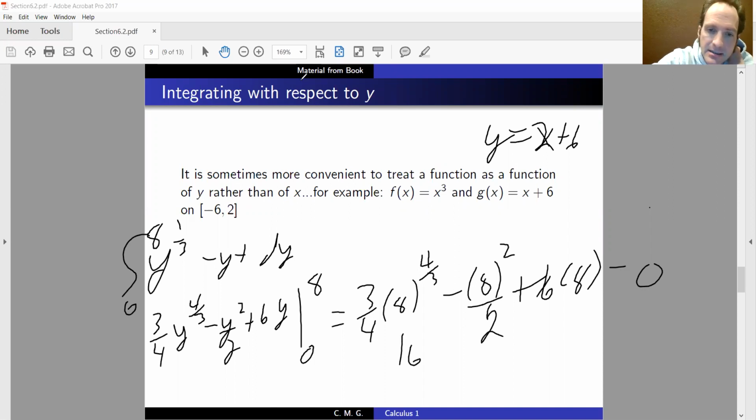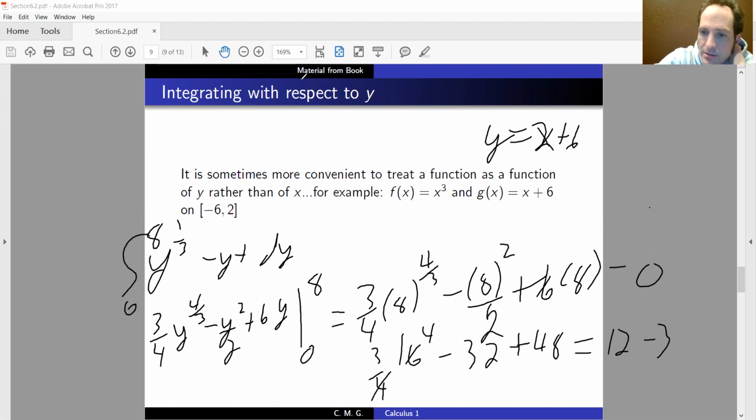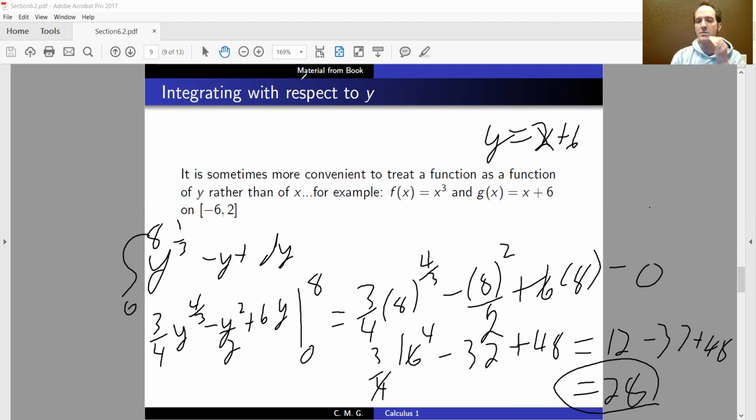So I get 3/4 times 16 minus 8 squared is 64. 64 over 2 is 32. And 6 times 8 is going to be 48. And then I just go from there, plug things through. 3/4 times 16. 4 and 16 cancel, give me a 4 on top. 3 times 4 is 12. This is 12 minus 32 plus 48. So that's negative 20 plus 48, which is going to be positive 28. So the area between these two curves is 28.